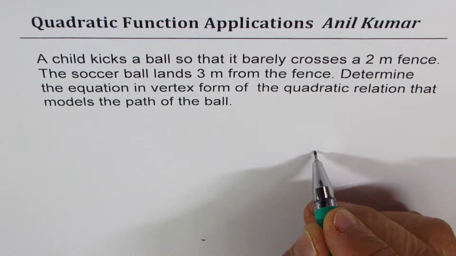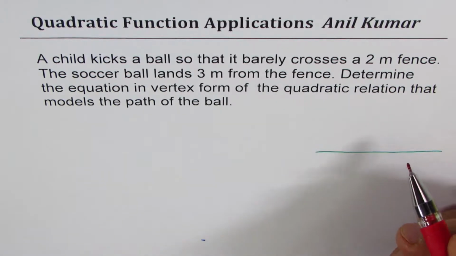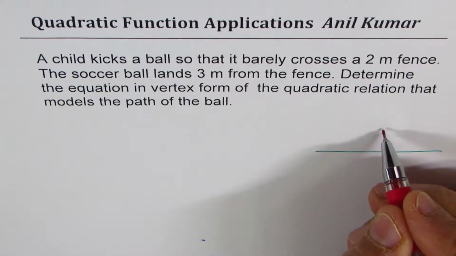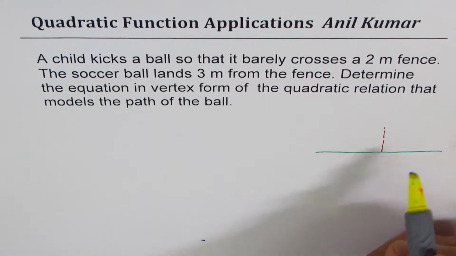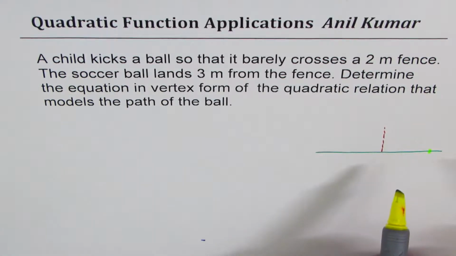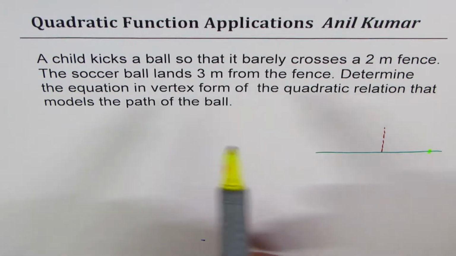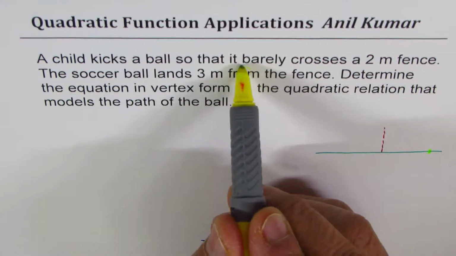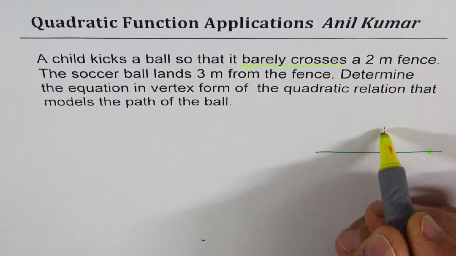So let's consider this to be the ground. And let's say we have a 2-meter fence somewhere here. So it says that the ball lands 3 meters from the fence. So when you say 3 meters and 2 meters is the maximum height, when you say barely crosses, it means it almost just touches, right?